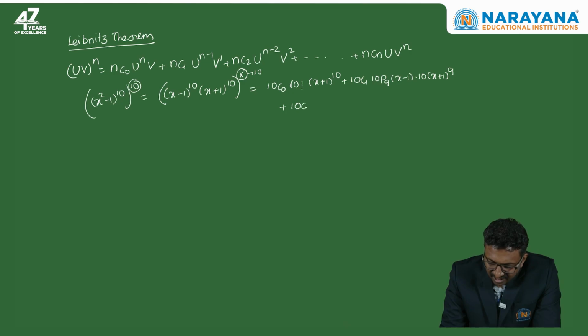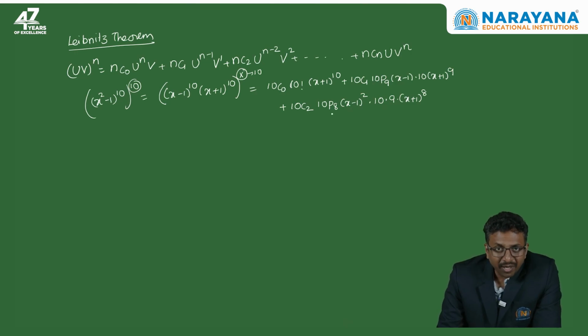plus 10C2 times, you have to differentiate (x minus 1) power 10 8 times. So 10P8 into (x minus 1) whole square into 10 times 9 times (x plus 1) whole power 8.